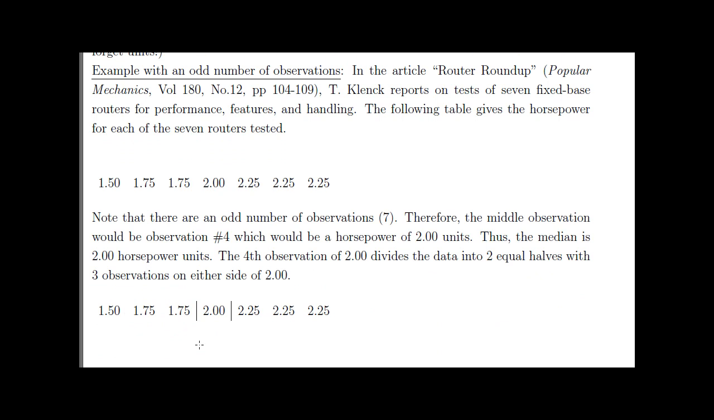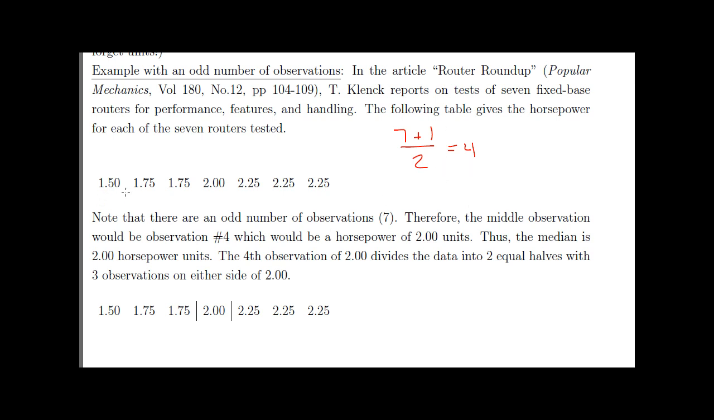So that was an even number of observations. Now we're going to do an odd number of observations. So here's a different data set where we have horsepower of 7 different rotors, and we have 7 observations. And so to get the median, I take the number of observations plus 1, divide by 2, and that's equal to 4. So the 4th observation is the median.